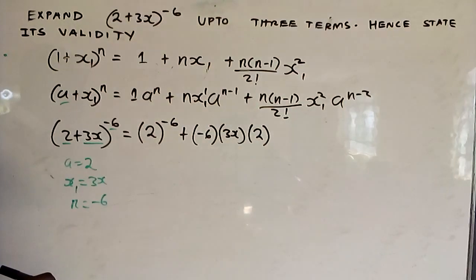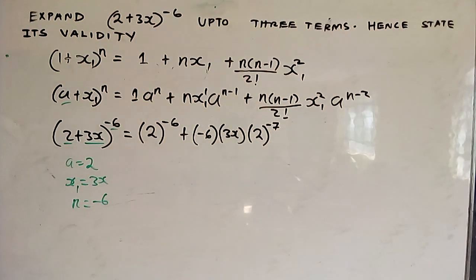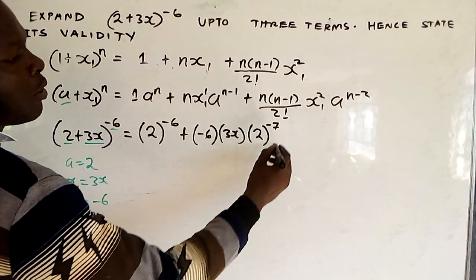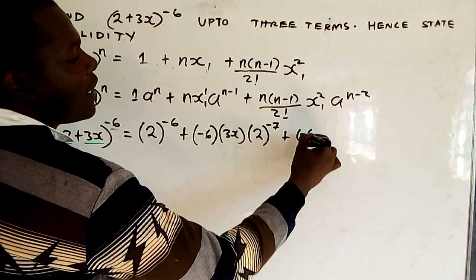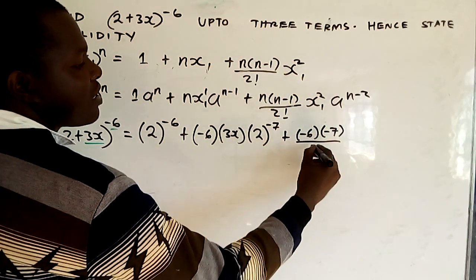Notice why n? Negative 6. Negative 6 minus 1 is negative 7, isn't it? Good. Then move to the next one. Plus n is negative 6. Then negative 6 minus 1 is negative 7, isn't it?